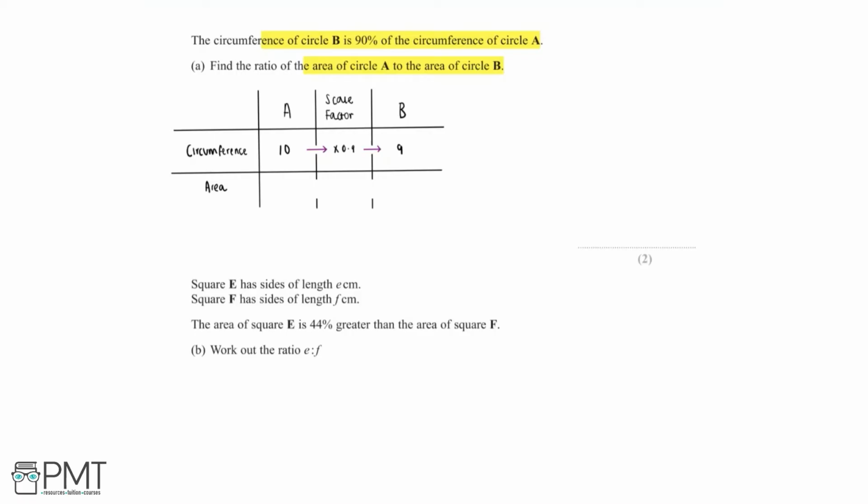Since the scale factor of the circumference is equal to 0.9, the scale factor of the area would be 0.9 squared. So if we know the area of circle A, to get to the area of circle B, we multiply by 0.9 squared. Now let's imagine that the area of circle A is equal to 100. 100 multiplied by 0.9 squared is equal to 81. And so we can now see that the ratio of the area of circle A to the area of circle B is equal to 100 to 81, which we can write down in our answer box.